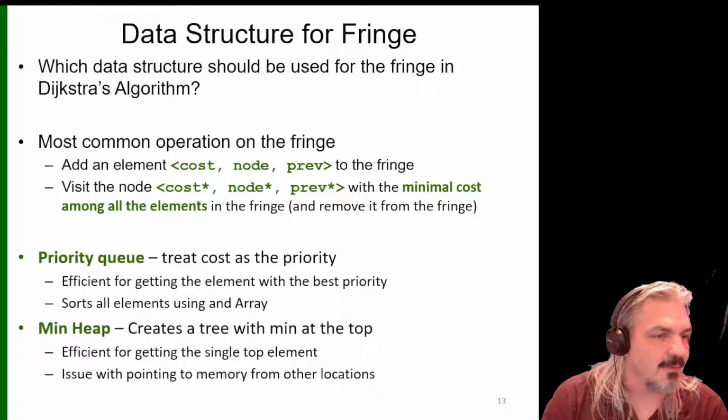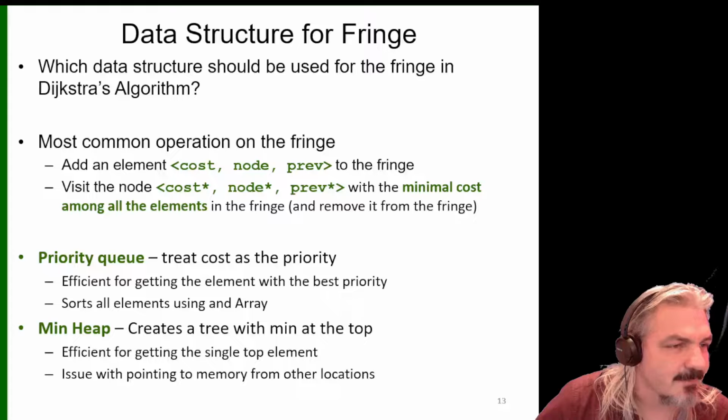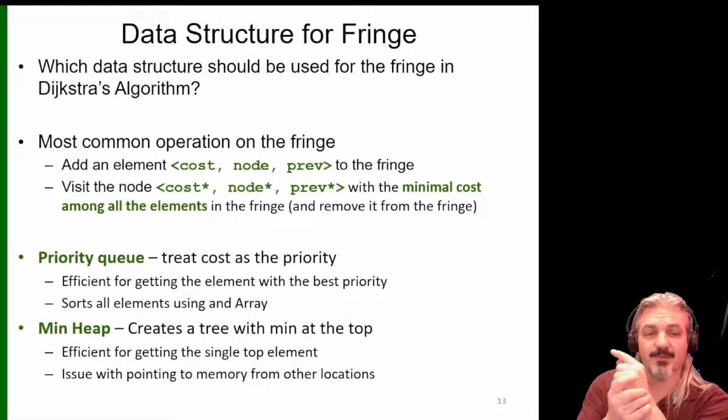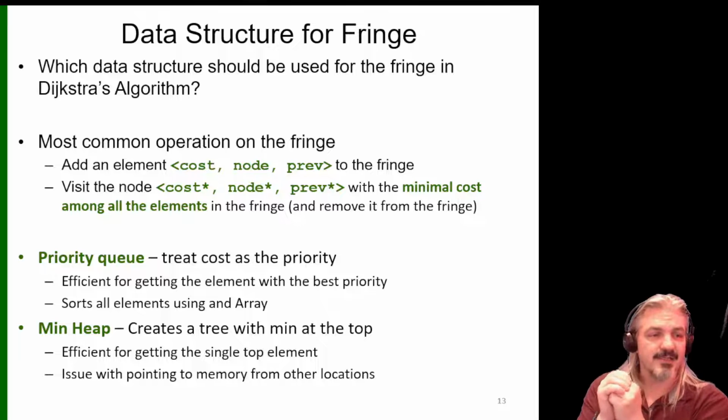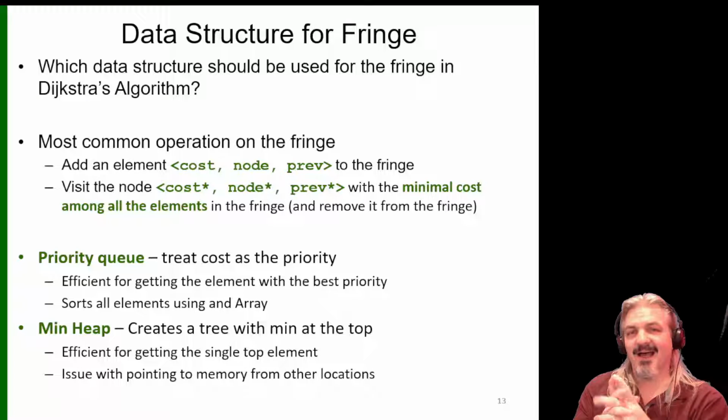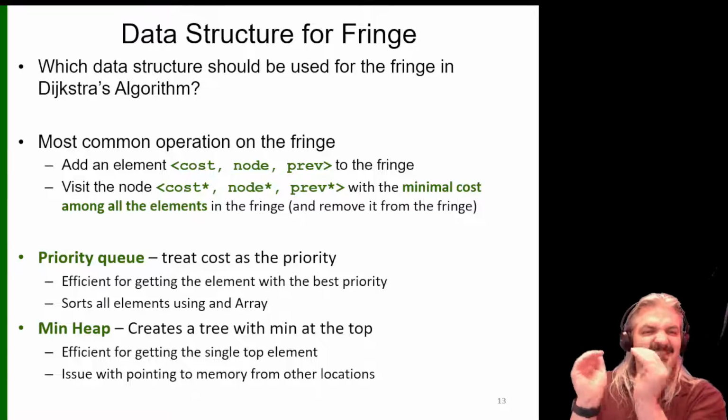So I've got a couple of questions there. And it doesn't matter, because we're only interacting with the top one, so we don't care about sorting the rest. So we can create an element for this with 3 fields in it: cost, node, and previous. Exactly.